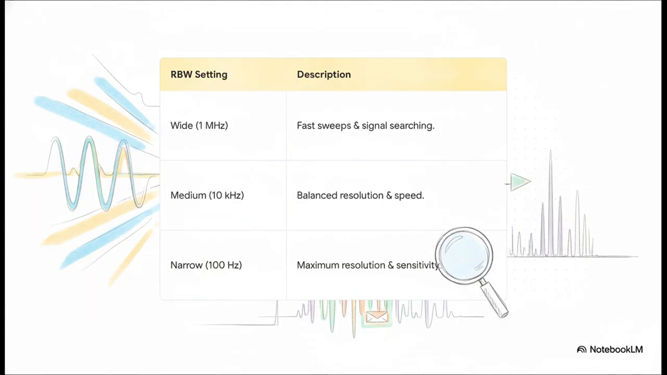So how do you know which RBW to pick? This table makes it pretty simple. If you're just searching for a signal across a wideband, use a wide RBW for a really fast sweep. If you're looking at a modulated signal, a medium RBW gives you a nice balance between detail and speed. And if you're hunting for very faint, spurious signals, a narrow RBW is absolutely your best friend for the job.